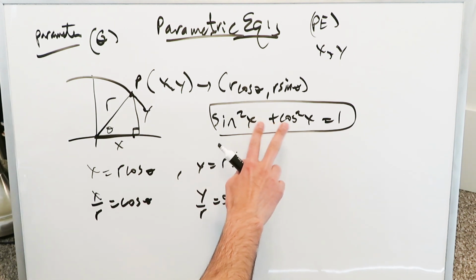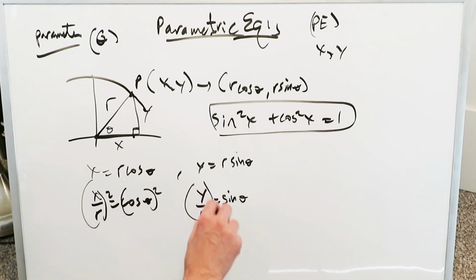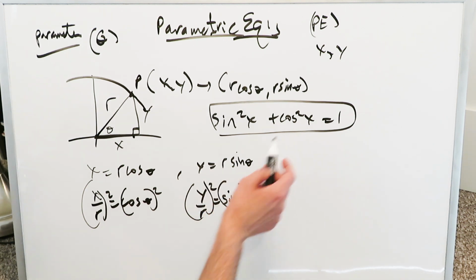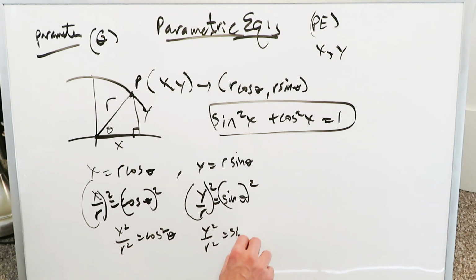Somehow you need to bring this identity into this, and you can. You can do so by squaring everything, because when you square everything, you can bring in that identity. Look what happens when you square everything here. You have x squared over r squared is equal to cosine squared theta. When you square here, you have y squared over r squared is equal to sine squared theta.